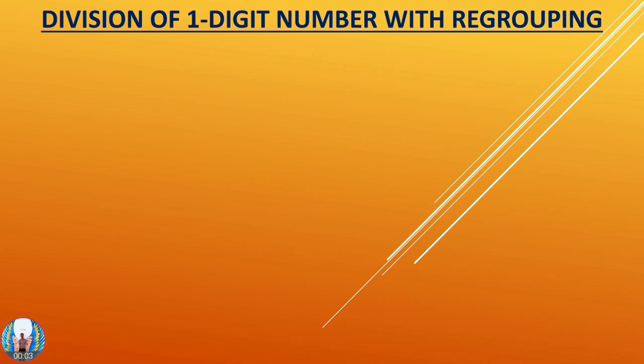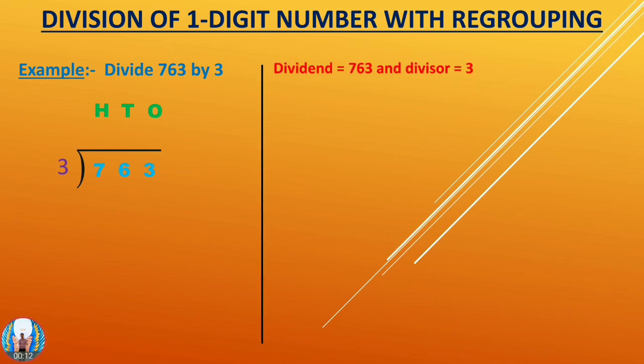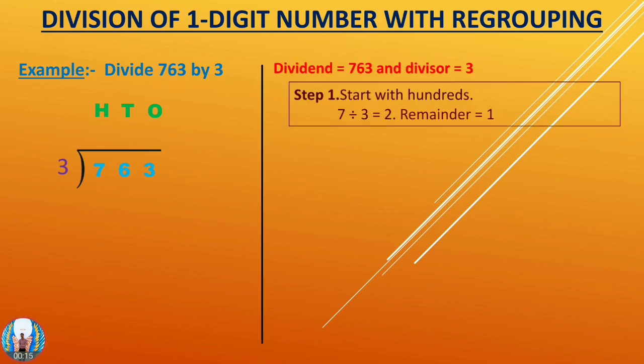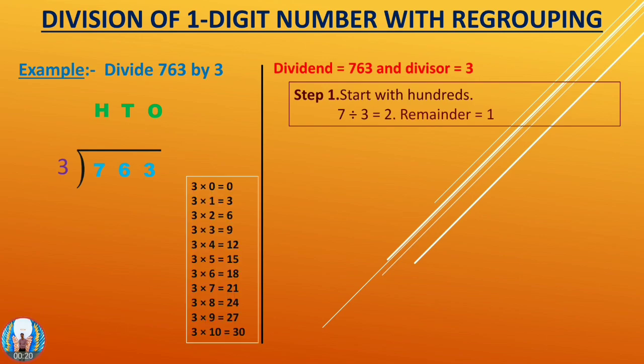Division of one digit number with regrouping. Example, divide 763 by 3. We will write 763 in the middle, 3 on the left side. Now step 1, start with the hundreds place, that is 7. 7 divided by 3 equals 2. Why? Because 7 comes in between 6 and 9. So we will take the lesser number, that is 6. So we will write 6 here, and 3 2s are 6, so we will write 2 in the hundreds place. We will subtract 6 from 7.